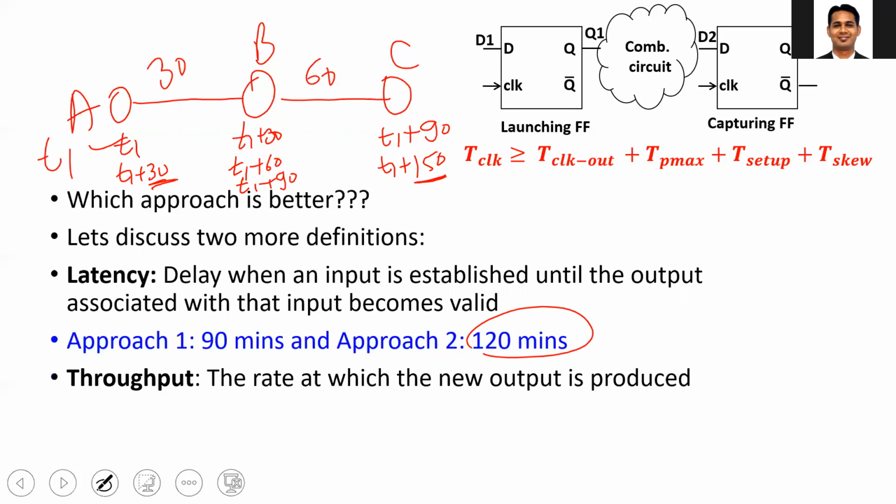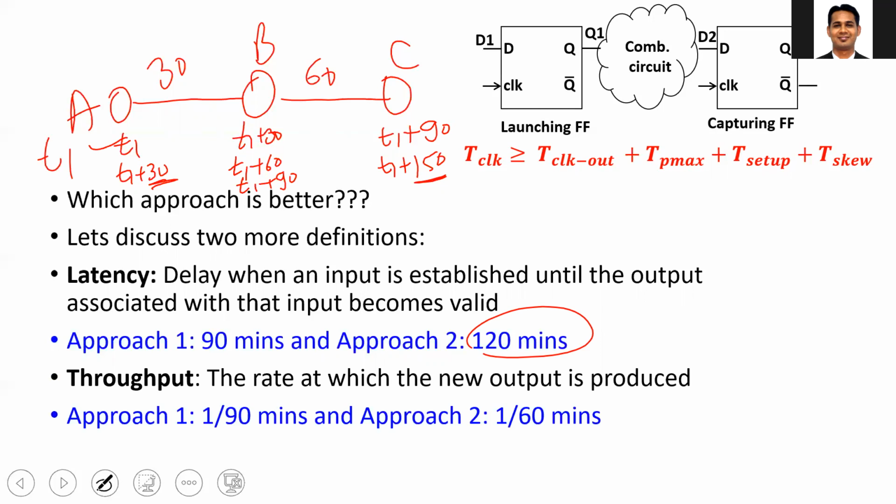Another is the throughput, the rate at which the new output is produced. In the first case, you know that every 90 minutes you are going to transfer one person to another, so the rate is 1 by 90. While in the second one, you can see that every 60 minutes you are transferring one person to another. So you can see that the next person will come at 210. That's why the throughput in the next one is 1 by 60 minutes.